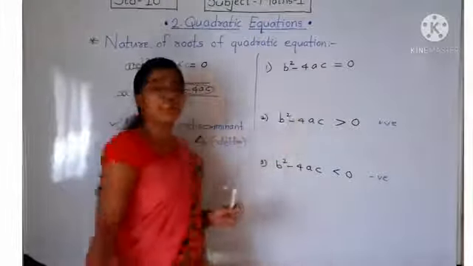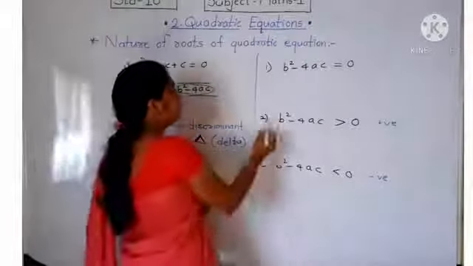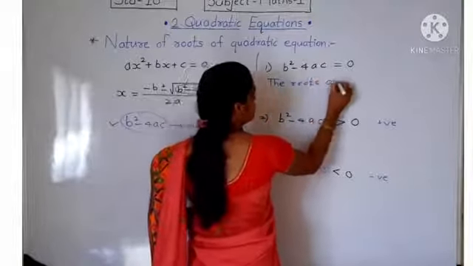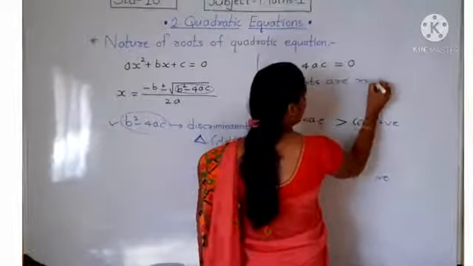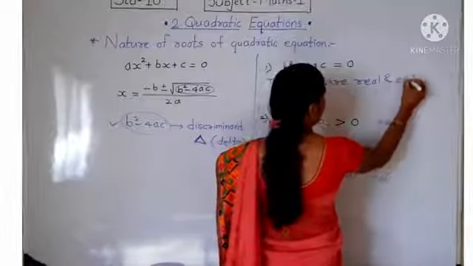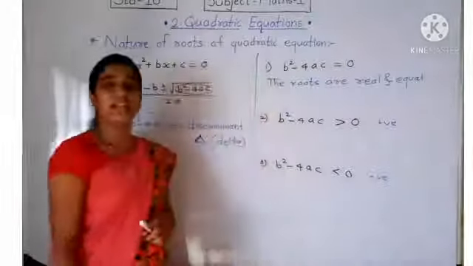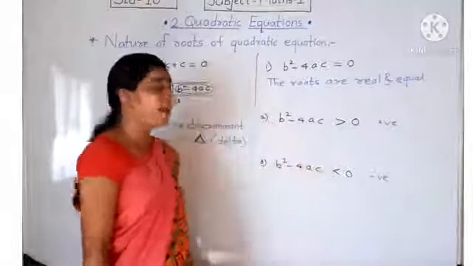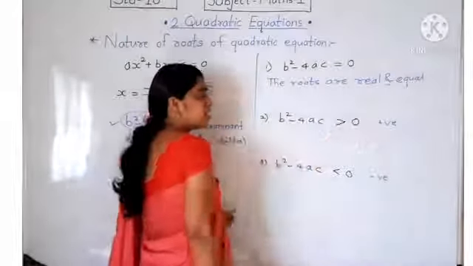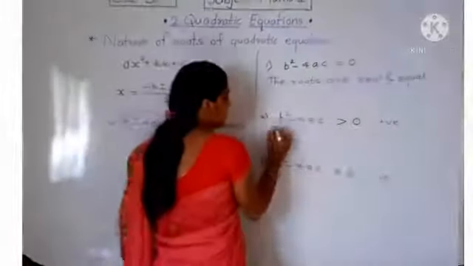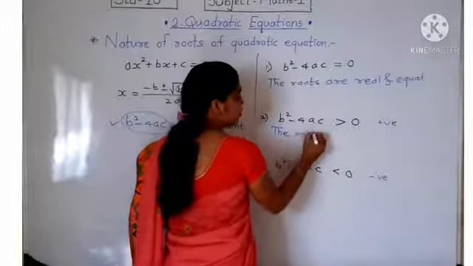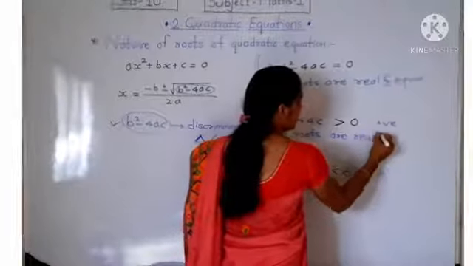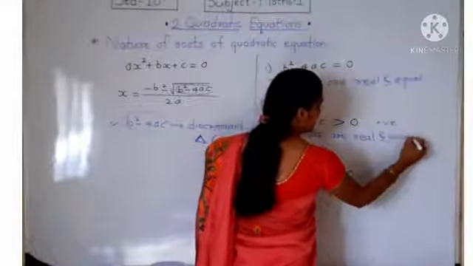So what are the cases? If b square minus 4ac is equal to 0, then what is the nature of the roots? The roots are real and equal. If the value of discriminant is 0, then roots are real and equal. If b square minus 4ac is greater than 0 means positive, then what is the nature of the roots? The roots are real, but they are not equal, means unequal.